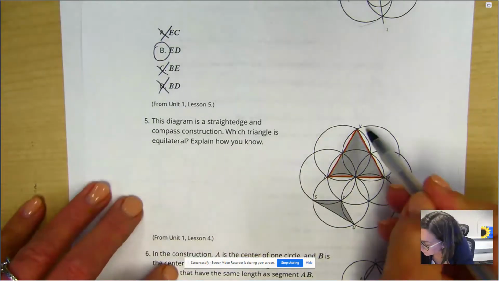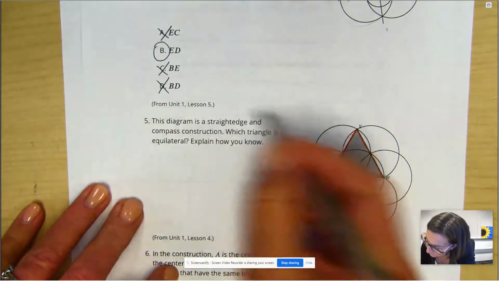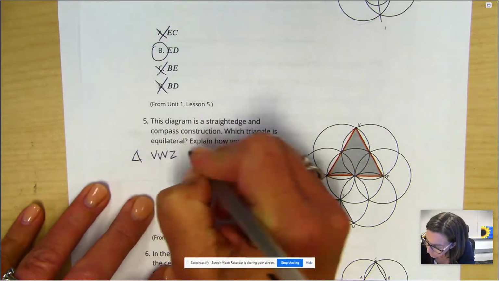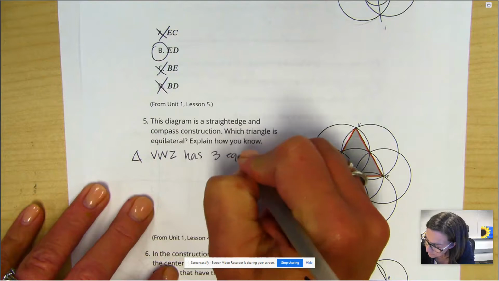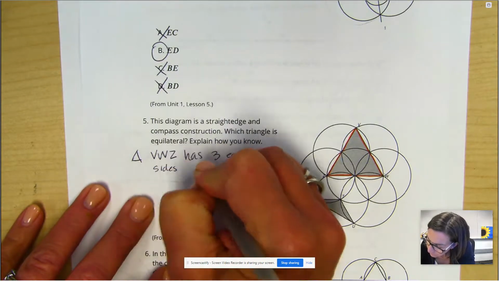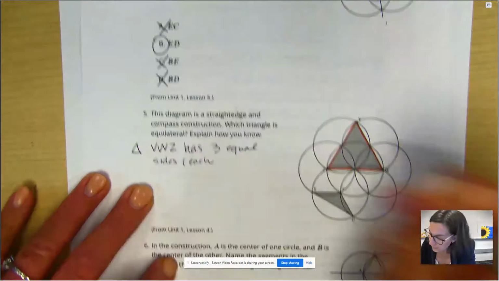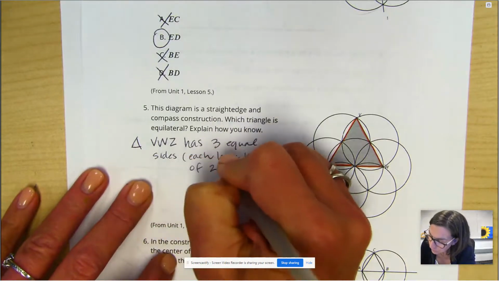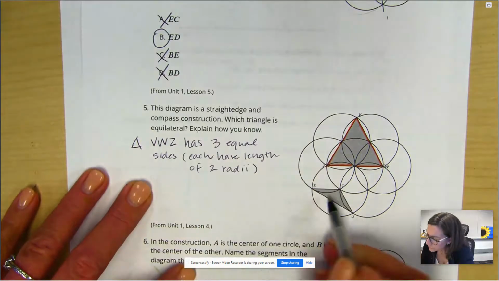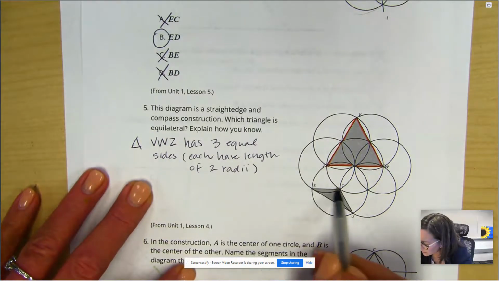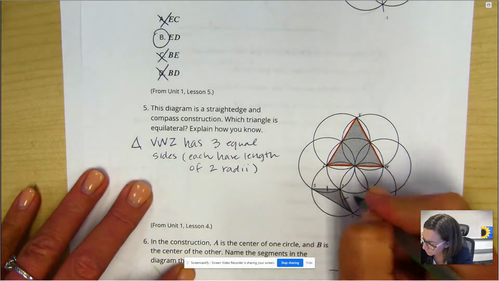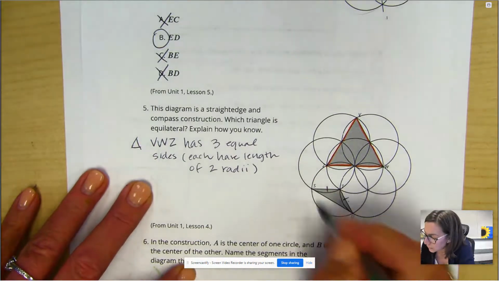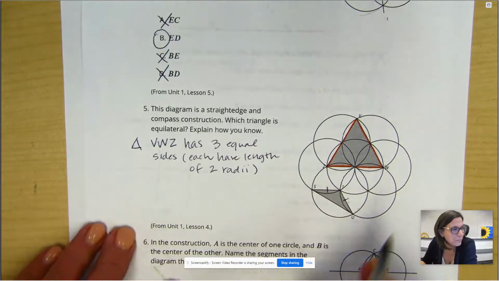So triangle VWZ has 3 equal sides. Each has length of 2 radii. Where this one, it looks like TS and TU are both radii, but SU is not. It is different. So nope, not equilateral. Isosceles though.